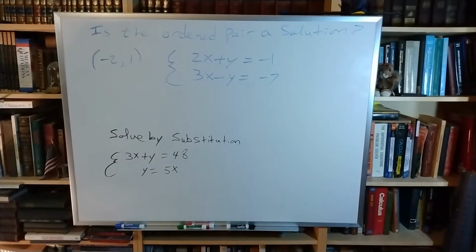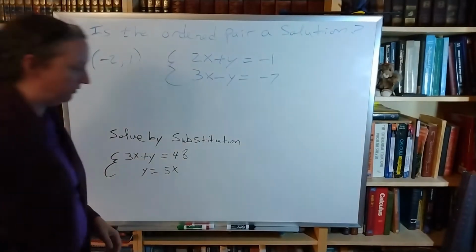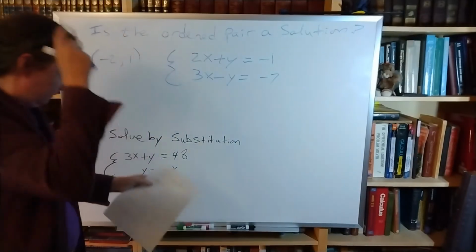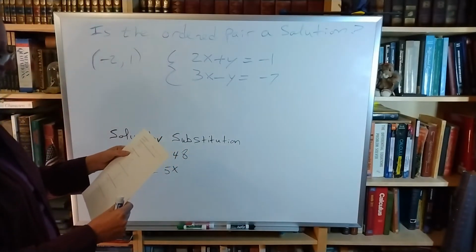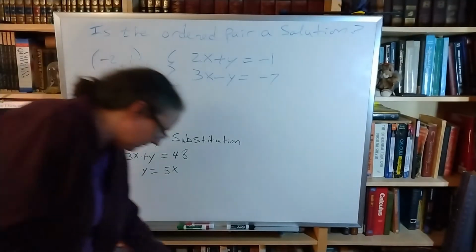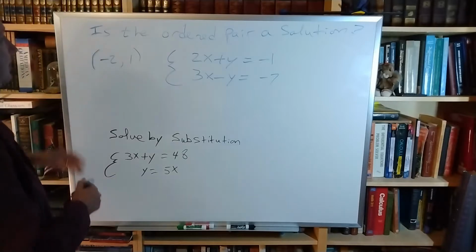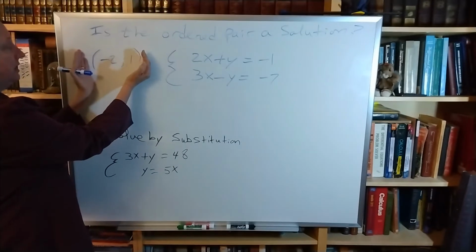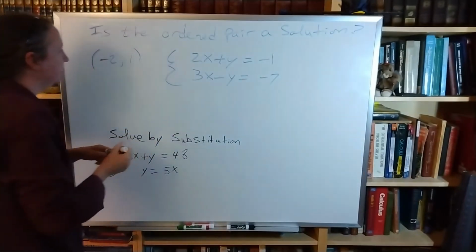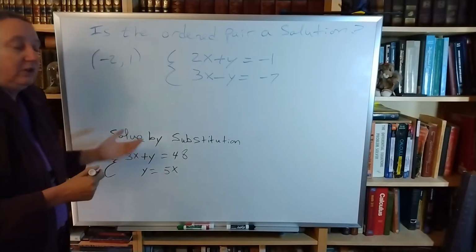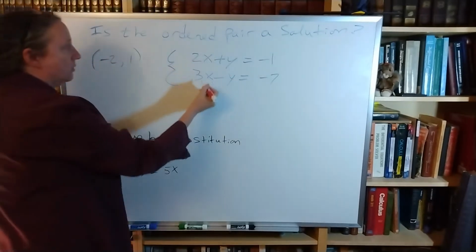Okay, we are doing the review from the quiz. The first question on the quiz is asking, determine whether the ordered pair is a solution to the system of linear equations. So is the ordered pair a solution? We have our ordered pair here, negative 2 comma 1, and we have our system of equations, the two different equations. The easiest way to do this is to just plug in these numbers for x and y.